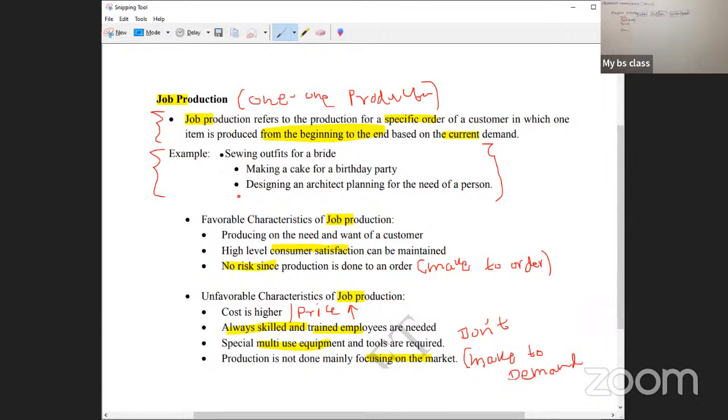Now, especially here, when I'm saying cost is higher, you should know why the cost is higher. Then in job production, can you purchase materials in large quantities at once?